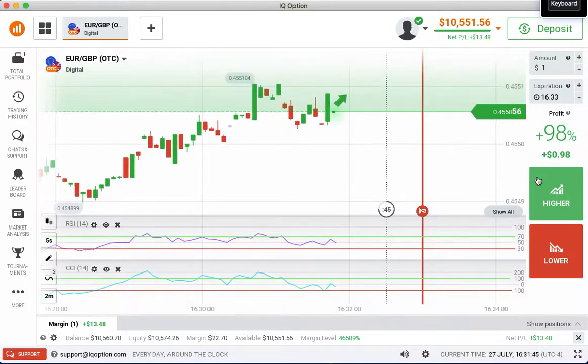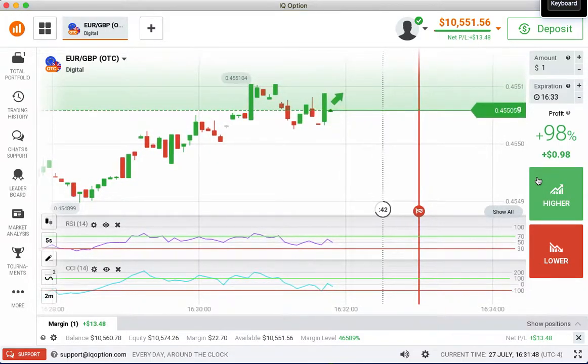Trading method part 18, I believe this is 19. This is part 19, right?